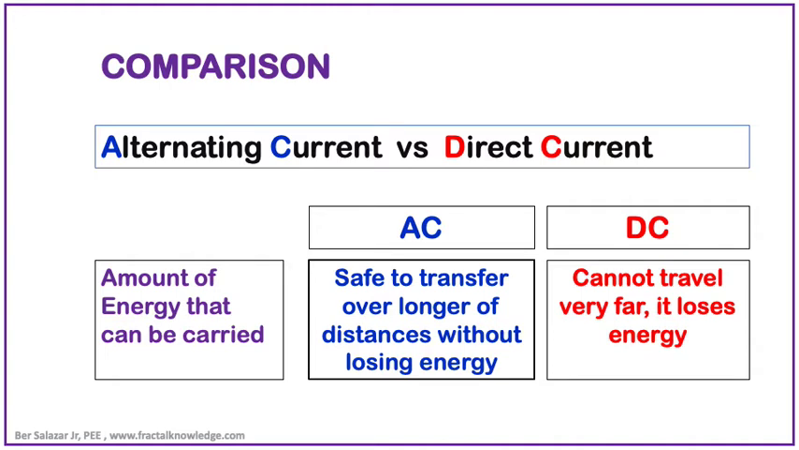Okay, let us compare AC versus DC so that your understanding will widen. In terms of energy and transfer, AC is safe to transfer over long distances without losing energy, while DC cannot travel very far because it loses energy. This is one reason why Tesla won the war on currents over Edison. With the use of AC, the industrialized world emerged with the use of electricity.